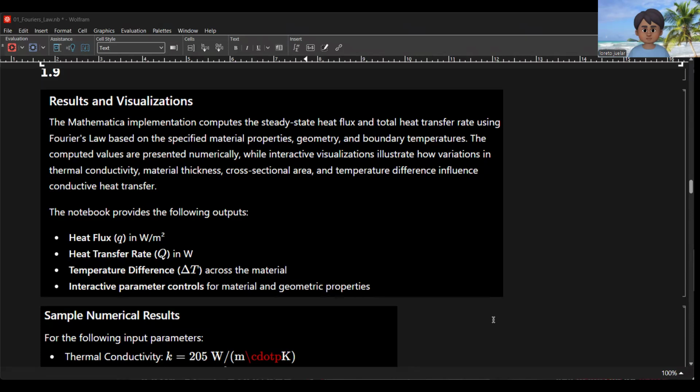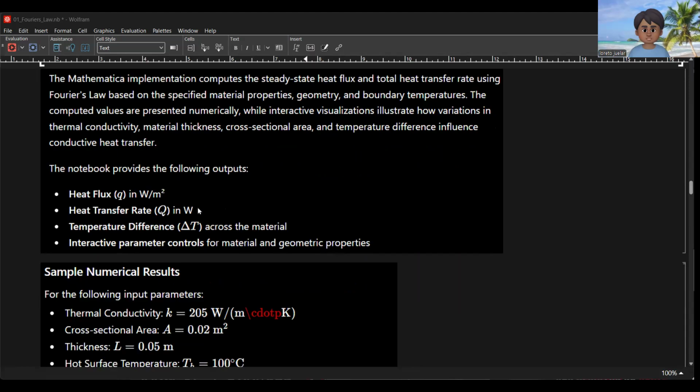Results and visualizations. The mathematical implementation computes the steady state heat flux and total heat transfer rate using Fourier's law, based on the specified material properties, geometry, and boundary temperatures. The computed values are presented numerically, while interactive visualizations illustrate how variation in thermal conductivity, material thickness, cross-sectional area, and temperature difference influence conductive heat transfer.